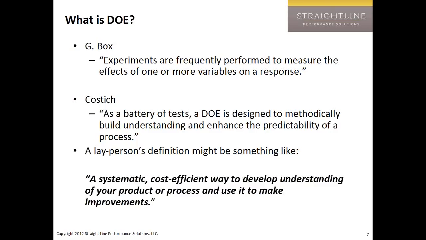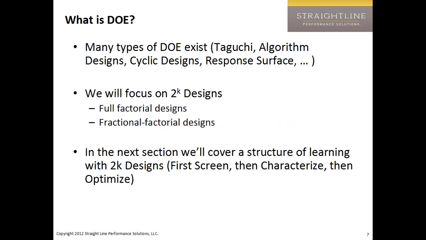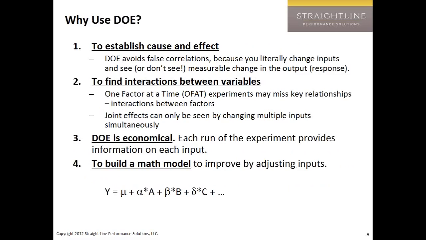All right, as talked about before, DOE is really a systematic, cost-efficient way to develop an understanding of your product or process and use it to make improvements. We talked about that, but think of it as you're actively changing the inputs to see what happens. Now, there's lots of different types. As I said, we're going to do 2 to the K.